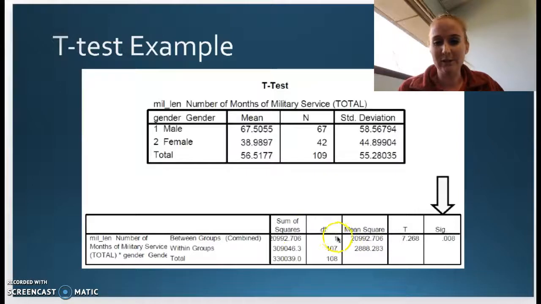And none of those things really get reported very much anyway because they're just products of the equation. So I'm never going to ask you for t or your sum of squares or anything like that. What I want to know is what were the descriptives, what were the means, and was it significant? Because ultimately that answers your question better than anything. Okay? So that is a t-test.